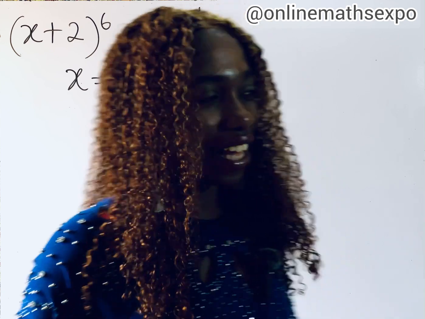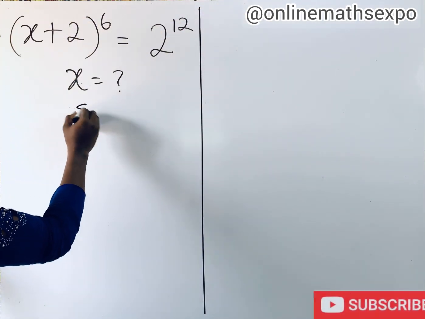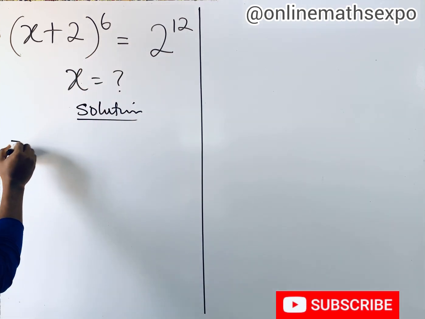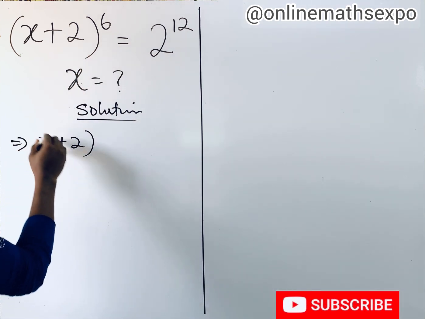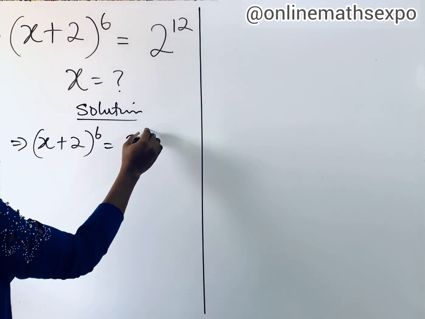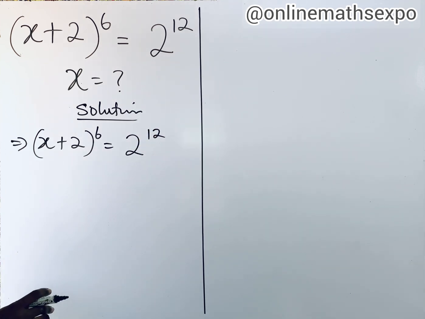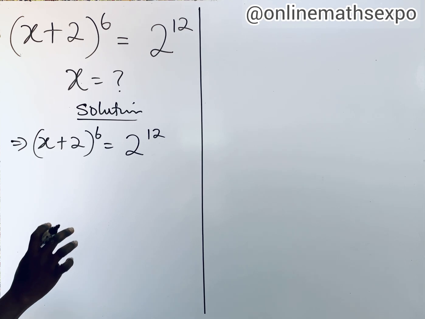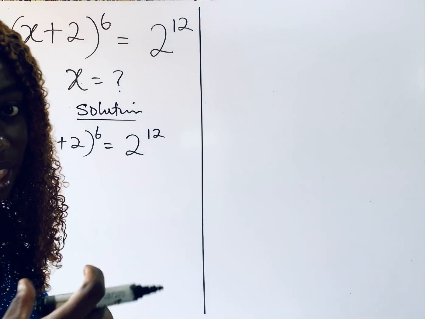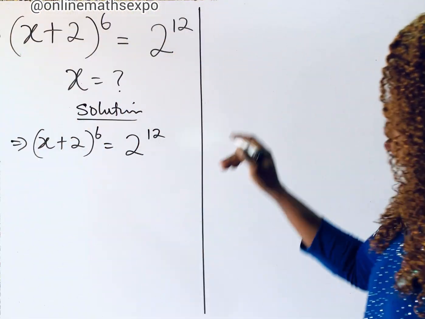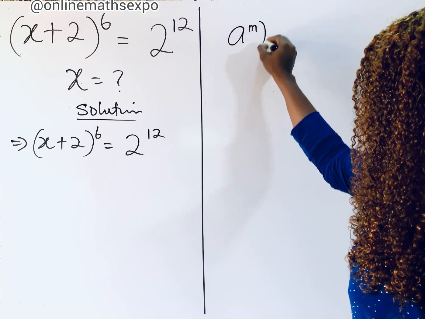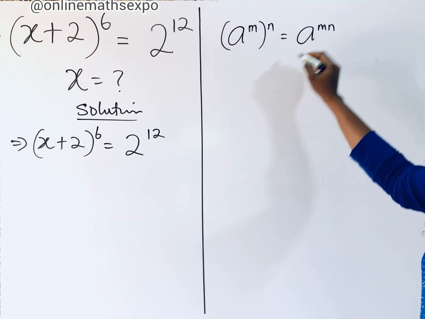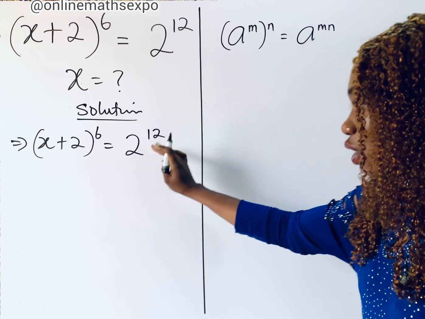Let's do this together. So we're going to begin this with the solution, okay? So let's write what we have. So you have (x+2)^6 is 2^12. Now, we can choose to make these two powers the same, to help us work with it easily. You just need to remember that for every (a^m)^n, multiplying gives you a^(mn). So this is going to help us.